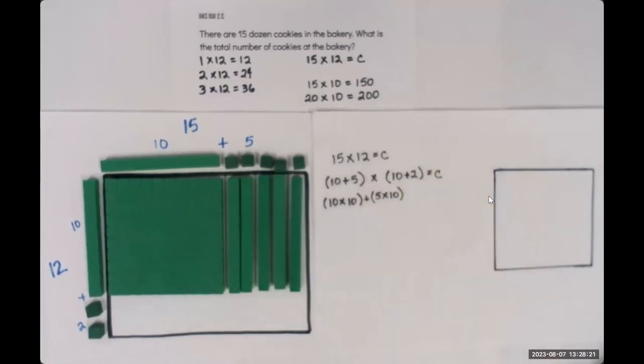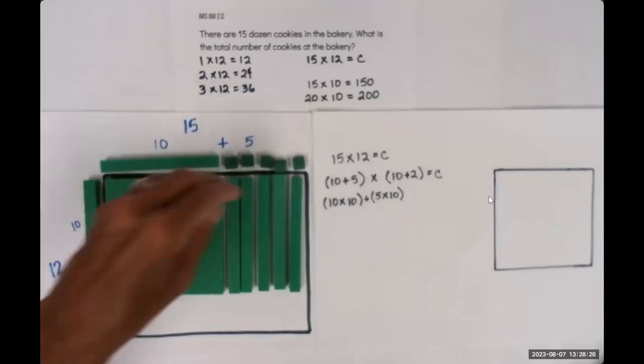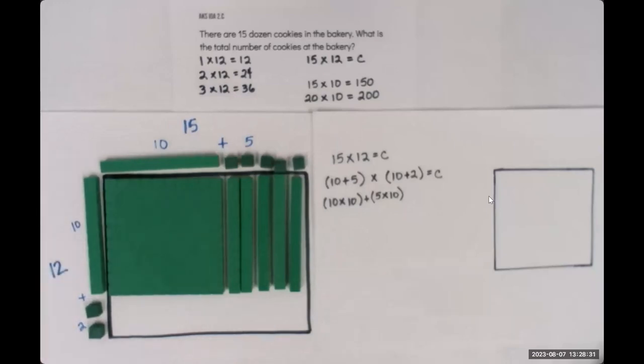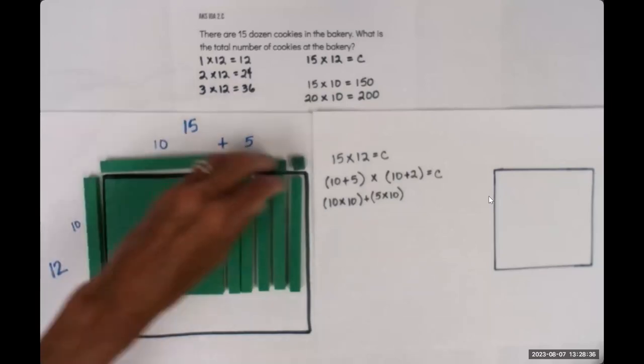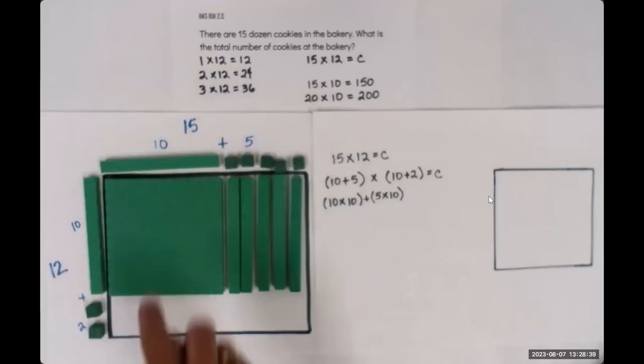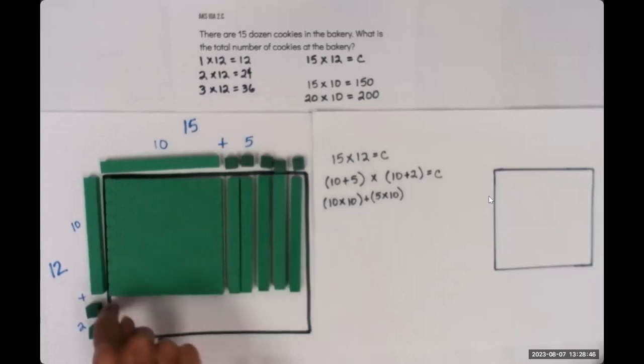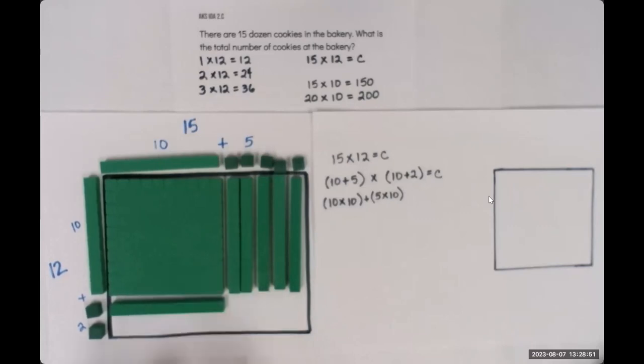So I have figured out 10 groups of 10 and 5 groups of 10. I've basically multiplied 15 by the 10 in the factor 12. Now I'm going to multiply all of 15 by 2. I'm going to do that with partial products. So a length of 10 times 2 would give me 20. So 2 groups of 10 is 20.